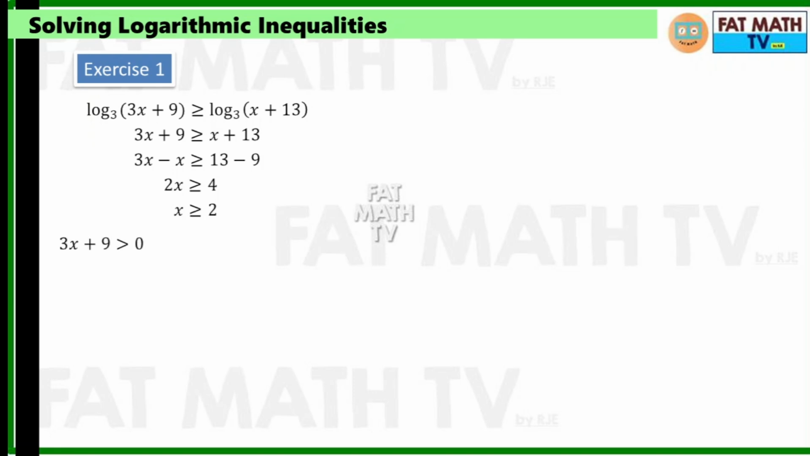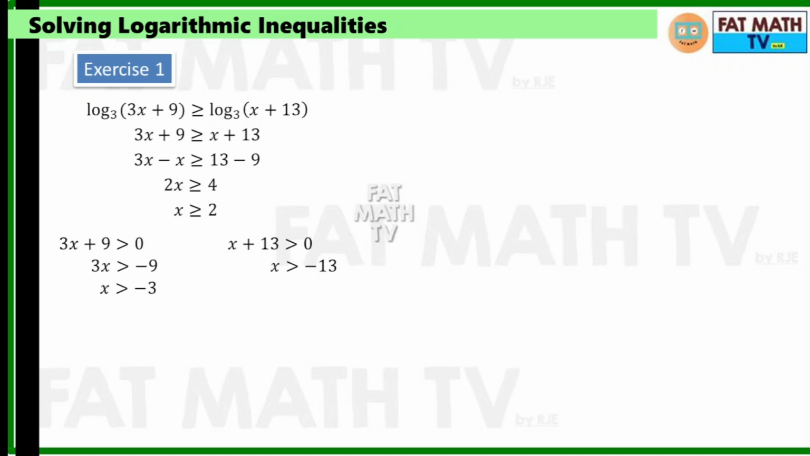And then 3x plus 9 should be greater than 0. Put 9 to the right. That will be negative 9. Divide both sides by 3. x is greater than negative 3. x plus 13 should also be greater than 0. So x is greater than negative 13.